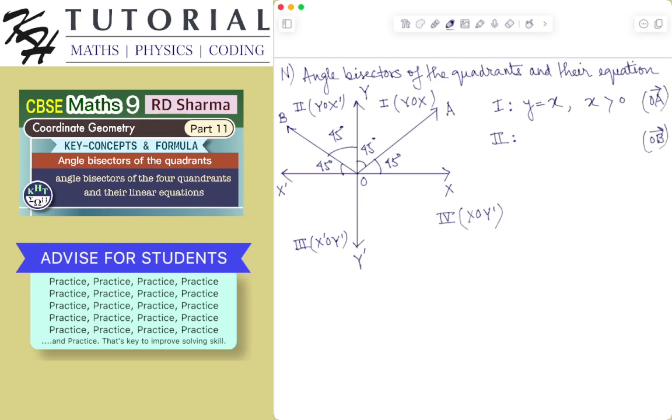What will be the equation of the ray OB? It will be y equals minus x, where x is less than 0. That is, we will consider all the points that satisfy the equation y equals minus x, but the abscissa of all the points will be less than 0.